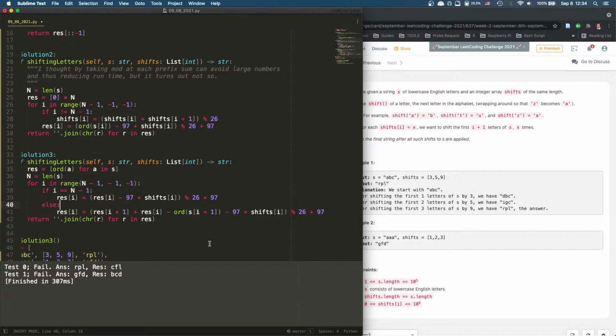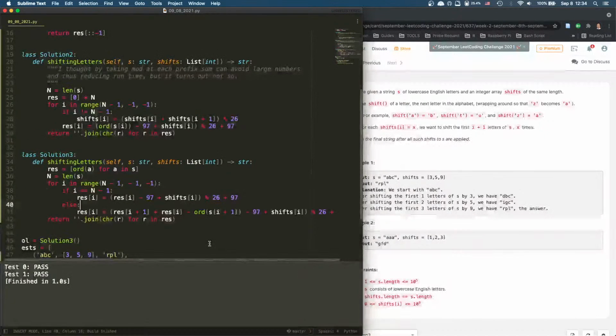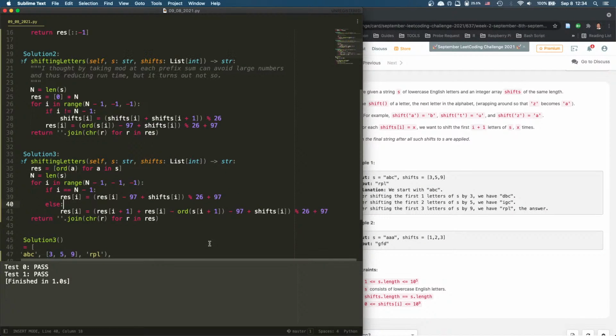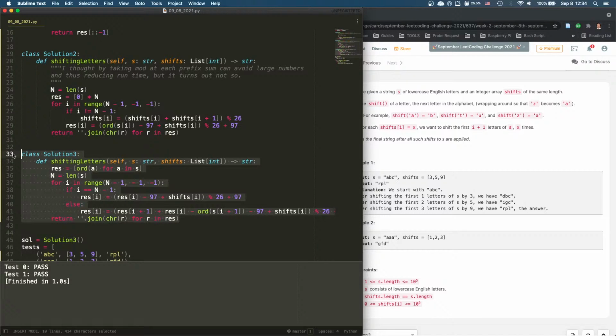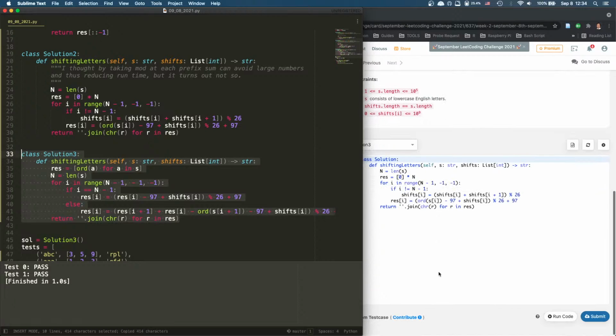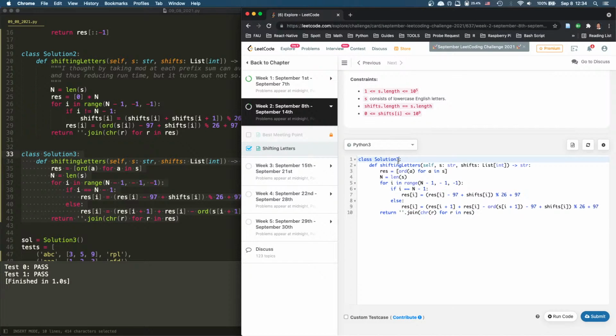So how about now? Pass. Oh, but it's slow. It's even slower. I cannot judge by my laptop. Let's try this one. But it's the same idea. It's the same logic. We're just trying to play different varieties of doing it. But no, that's not right.